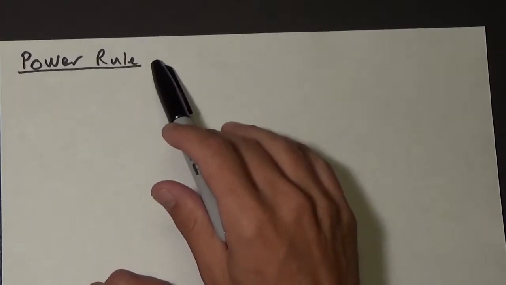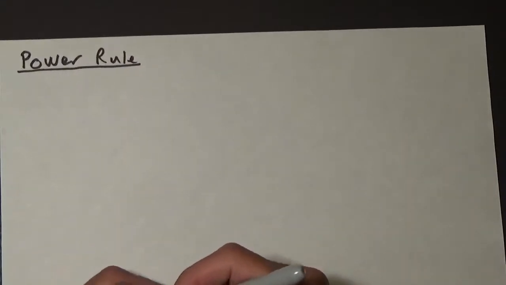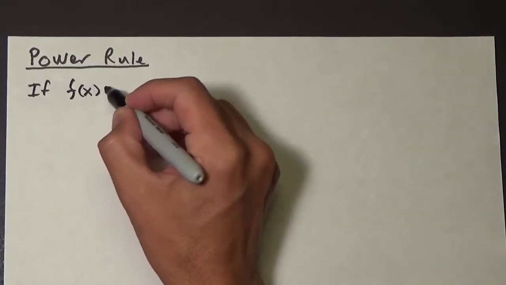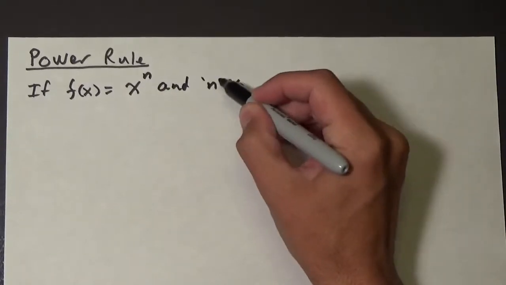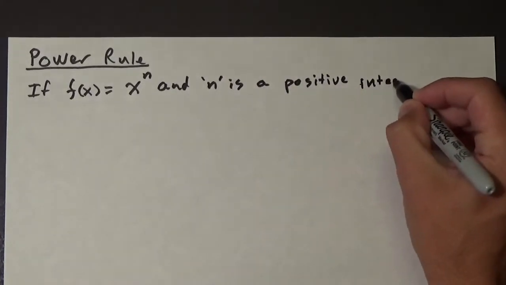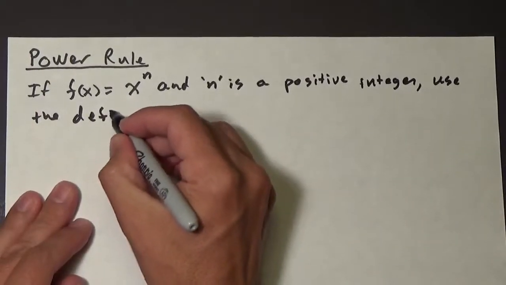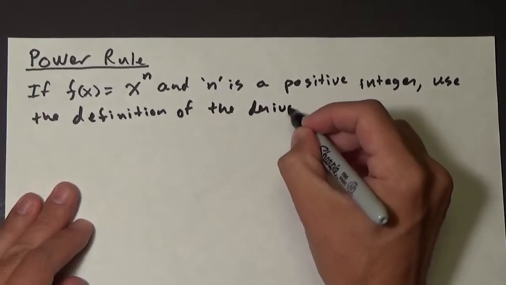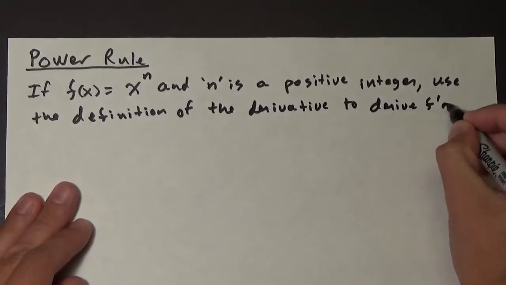So the first rule we're going to look at, and the first rule we're going to derive, is the power rule. And this is one of the rules that gets used most often. So let's look at this one. If f of x equals x to the n power, and n is a positive integer, use the definition of the derivative to derive f prime of x.